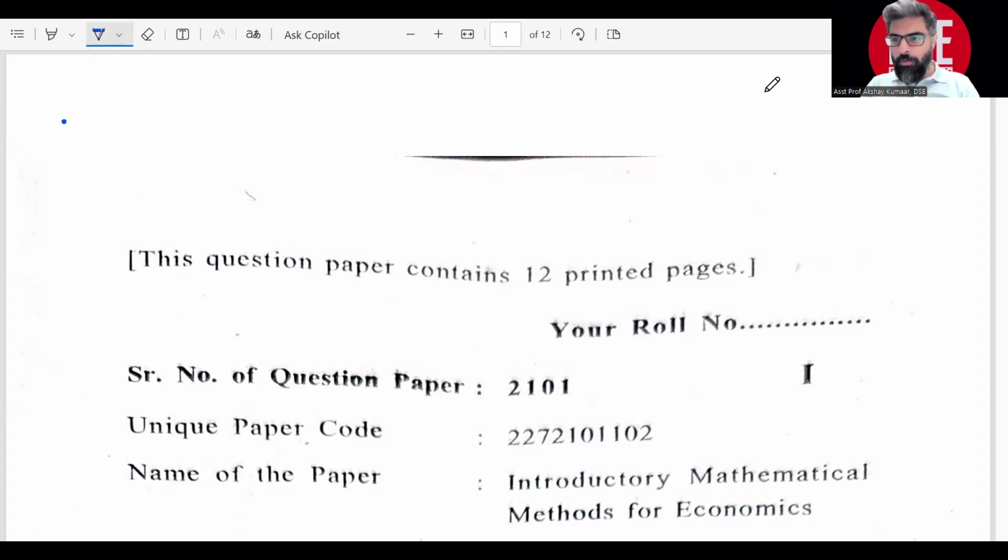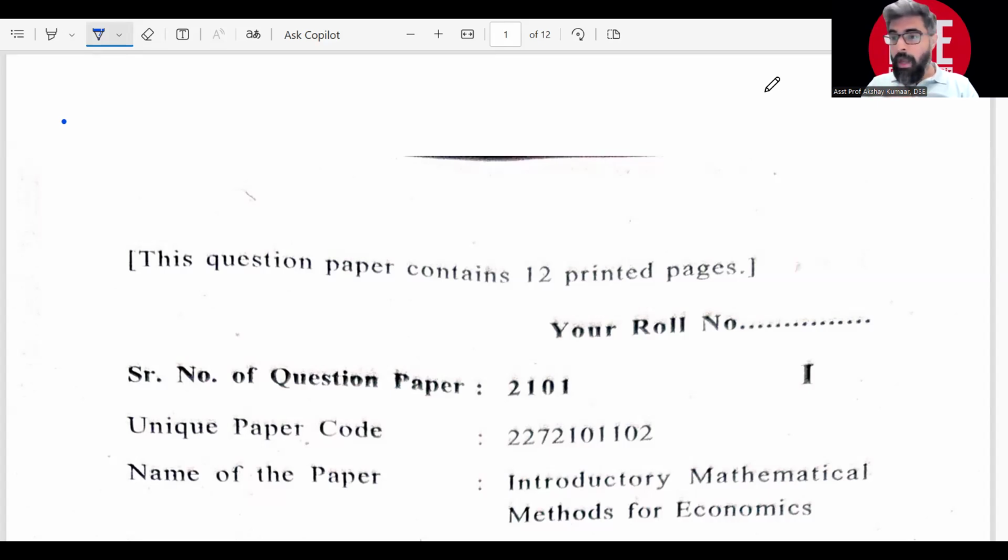Okay, I hope I'm audible to all my students who are attending this lecture for the Introductory Mathematical Methods for Economics course. In this lecture, I'm going to continue with the discussion of the 2024-25 question paper, which has come up at Delhi University for the Mathematical Methods for Economics course at the introductory level. This lecture is recommended for all those students who are pursuing BA Honors Economics from University of Delhi.